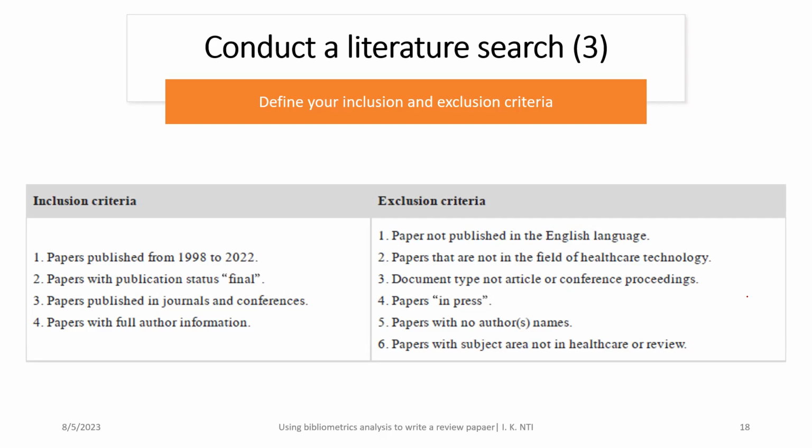Two, we said papers with publication status final. It means that papers that were still in press, still being worked on but already online, we excluded them. Only papers where everything has been done, so there are not going to be any changes in the paper. So it's a final publication. Those are the papers we considered. And then papers published in journals and conferences. So the paper should be in a journal or what?